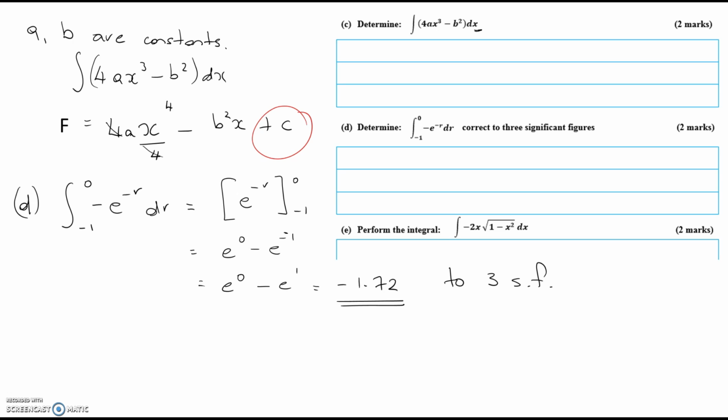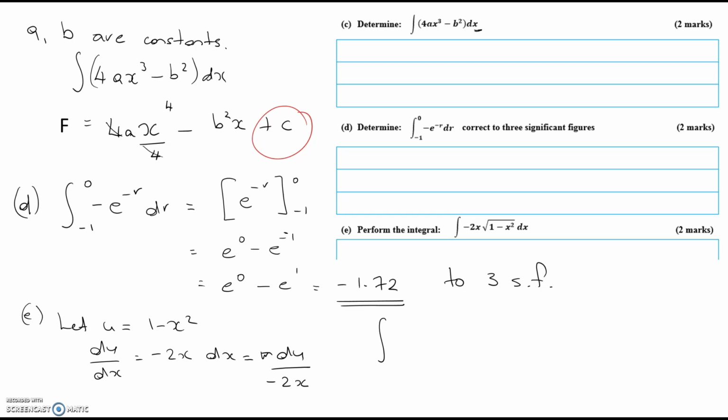The last one, e. Now e we're going to have to do by substitution, and the thing to do is to say let u equal 1 minus x squared. du by dx is going to be -2x, or dx is going to be du over -2x, doesn't matter. So we can then put that into the question.